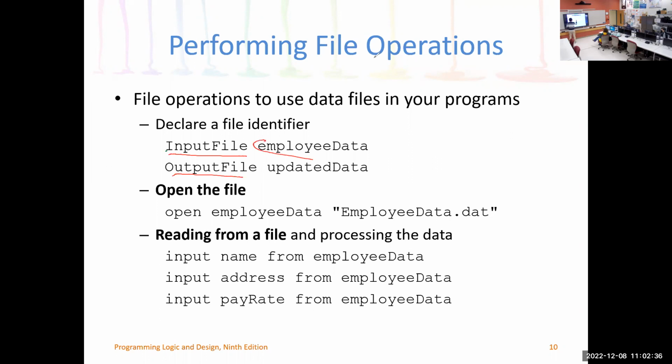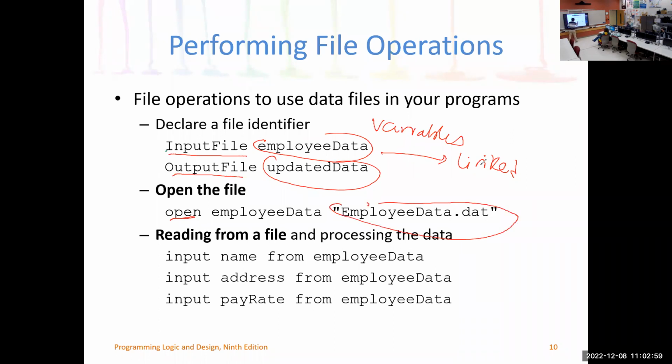And this one here and this one, you can think about they are variables, and they link to an actual file. So now, if you want to open the file, the first step is you use the keyword open here. So what action? You associate the actual file to the variable name employee data here.